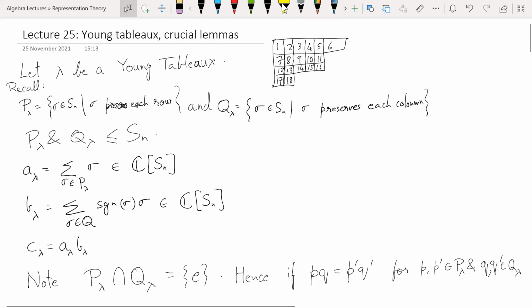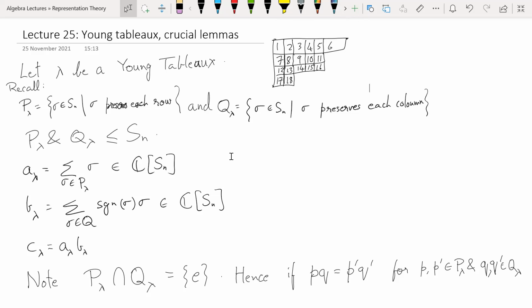And Q lambda preserves each column. So it will send 1, 7, 12, 17 to some permutation of it. Yeah, and similarly 2, 8, 13, 18 to some permutation of it. So in particular, it will fix 6. 6 has to go to itself. So those kind of permutations of Sn, or S18 in this case, will belong to Q lambda. And of course, this forms a subgroup.